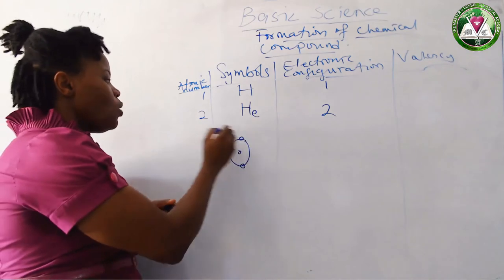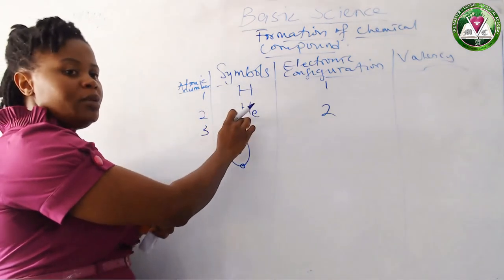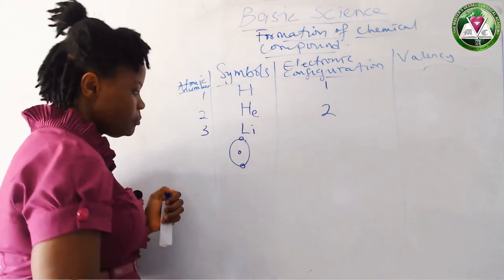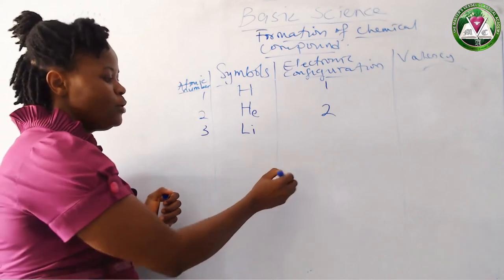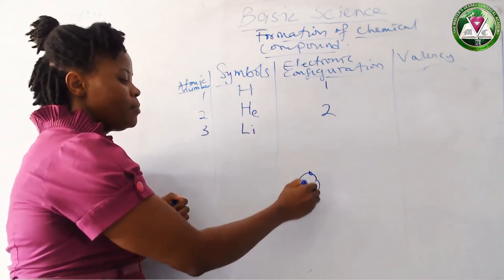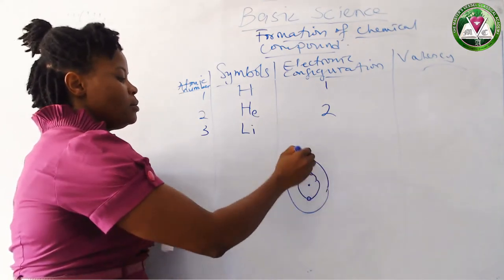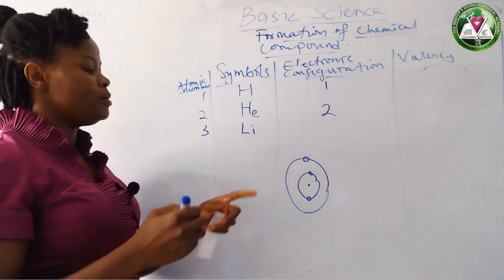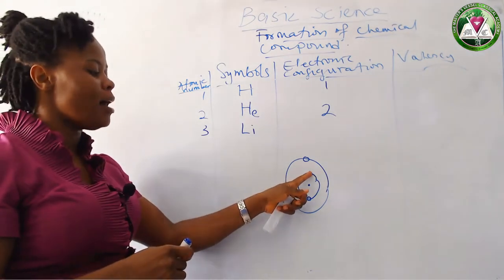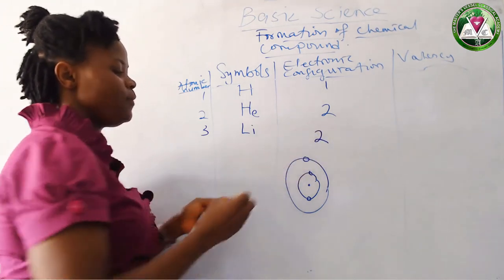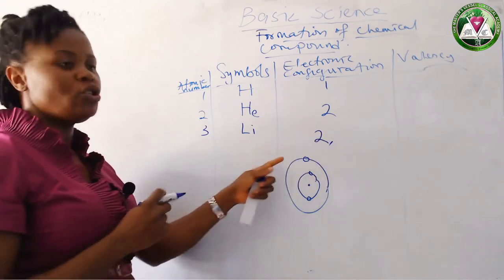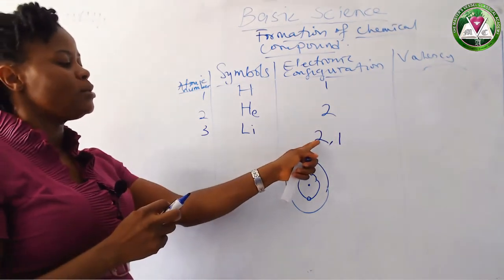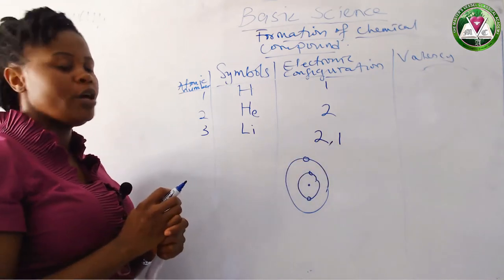Then the next one, number three. Hydrogen, helium, the next one will be what? Lithium. And lithium is written as Li. So how do we draw the structure? If you look into your notes, you notice that lithium is drawn this way, 1, 2, then you have another 1, 3. How do we write the electronic configuration of lithium? The first shell has how many electrons? 2. You write it out, 2, that's for the first shell. You put a comma. The second shell, how many electrons does it have? 1. You write it out. So lithium has 2, 1 as its electronic configuration.